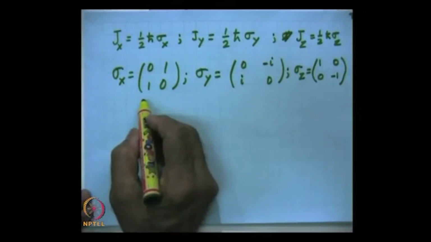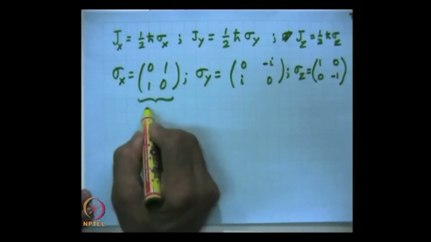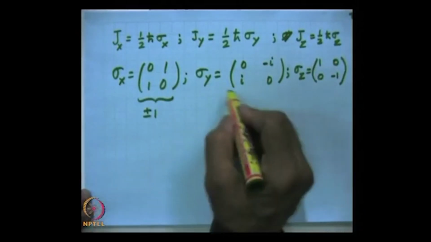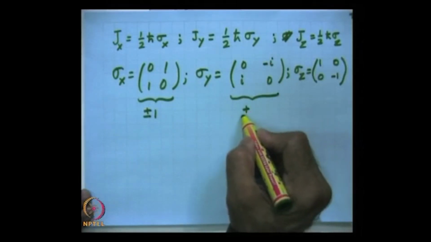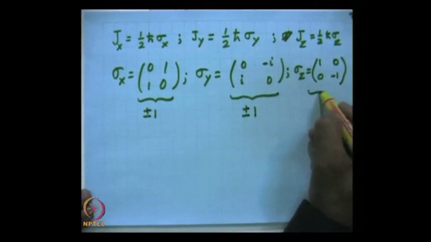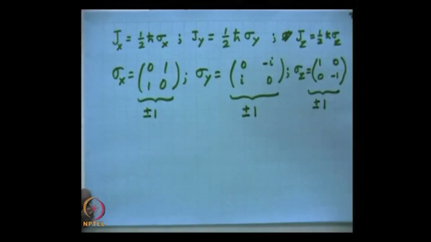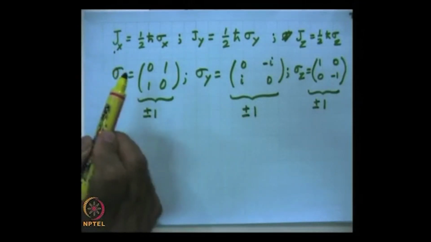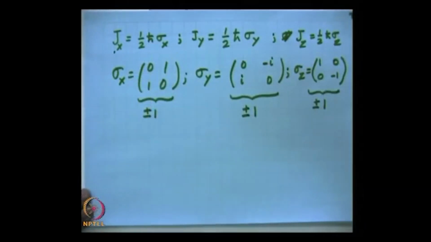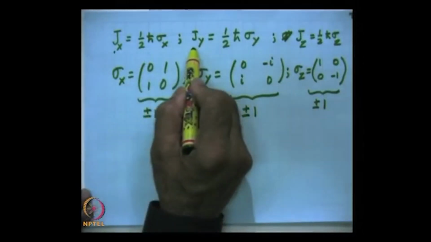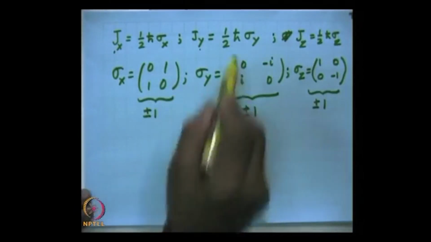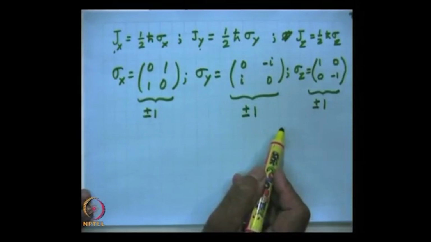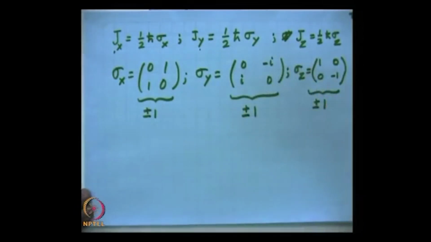It is very simple to show that the eigenvalues of these are plus minus 1. Eigenvalues of this matrix are also plus minus 1. This is a diagonal matrix, and its eigenvalues are plus minus 1. Therefore, if I make a careful measurement of J_x, I will get plus half h cross or minus half h cross. If I make a measurement of J_y, I will get plus half h cross or minus half h cross. And if you make a measurement of J_z, you will get plus half h cross or minus half h cross.